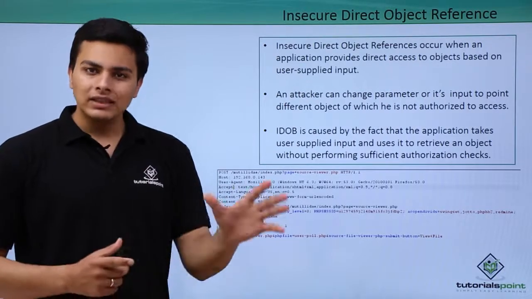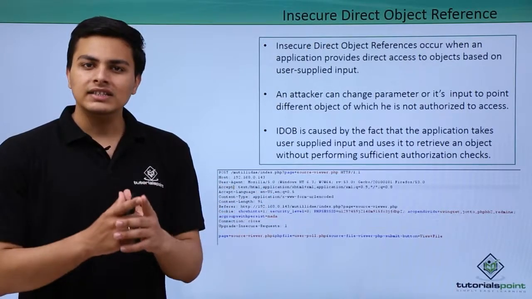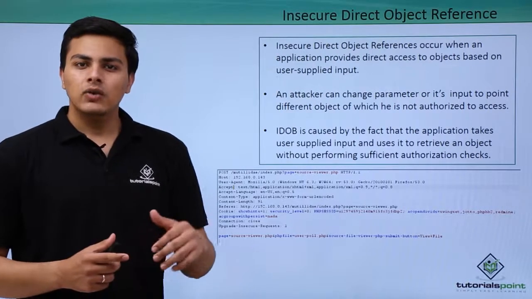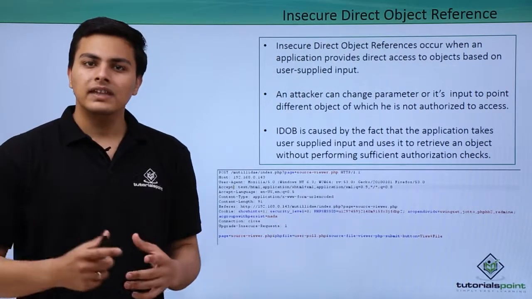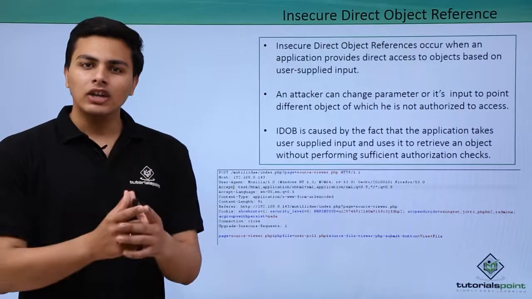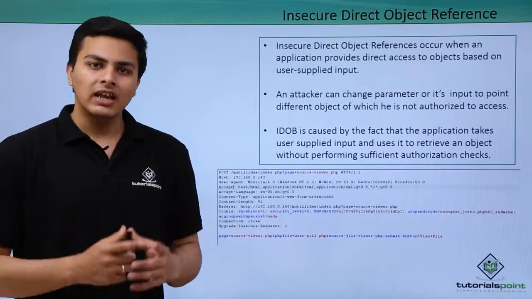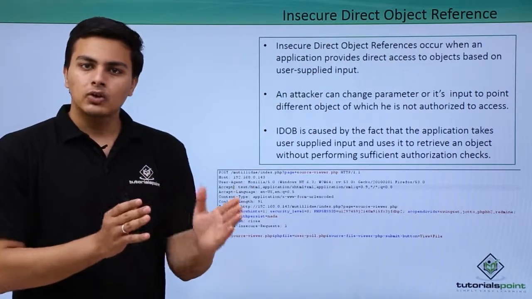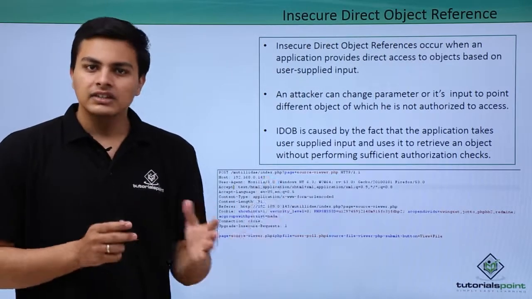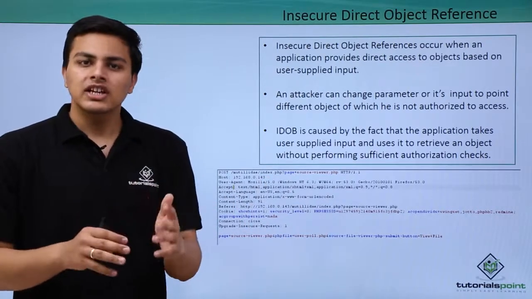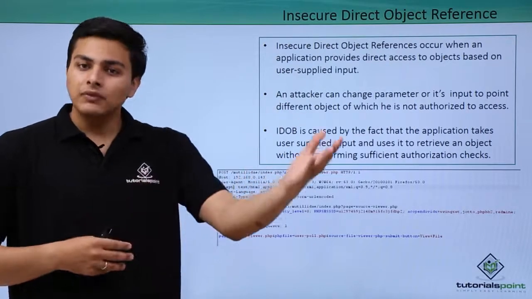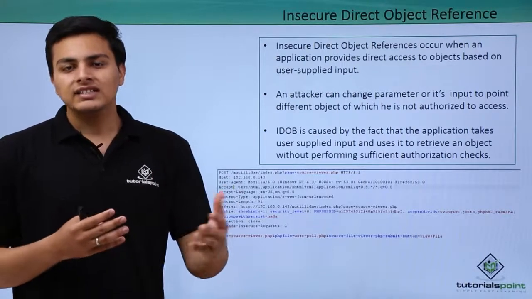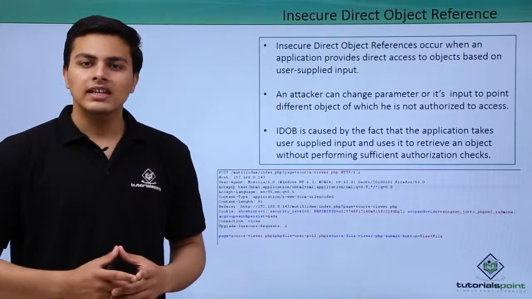We can access all those 5 objects if our request contains a reference to that demo file, and if we try to access those 5 objects without the reference of the demo file, we are not able to access them. Now, in insecure direct object reference, the user-supplied input is used to access a particular object, and if the user adds something malicious so that it points to a different object, it means the user tries to access a particular object which he is not authorized to access.